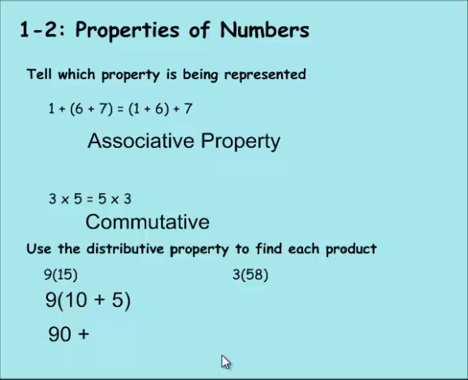And then I know what 9 times 5 is. That's going to be 45. And you notice I put a plus sign there because the plus sign is right here. That's going to give me 135 if you add those together.